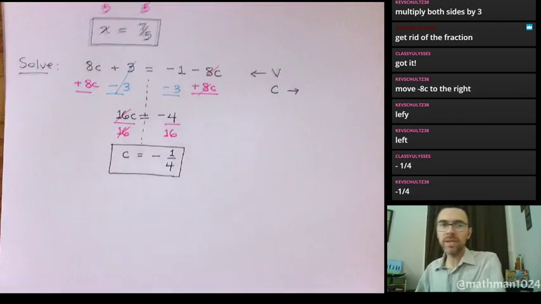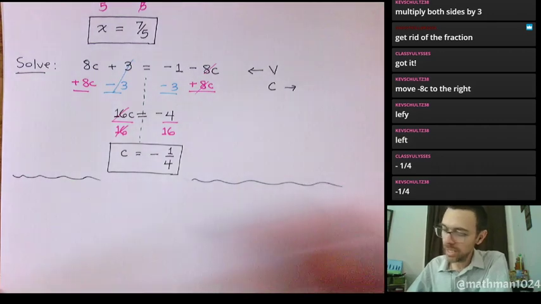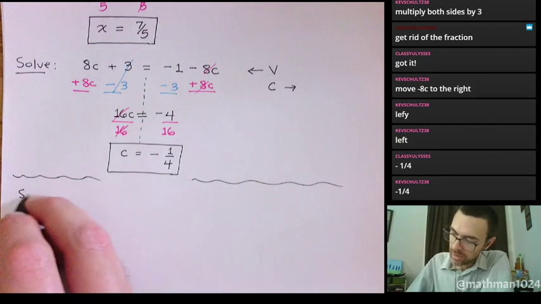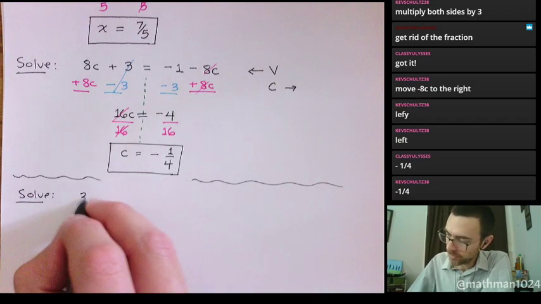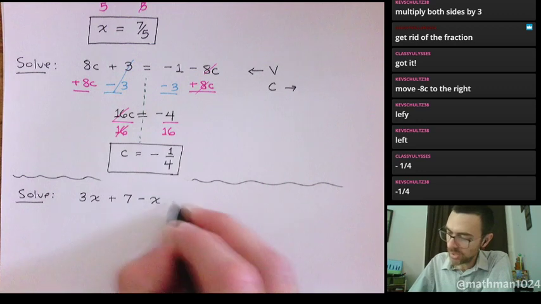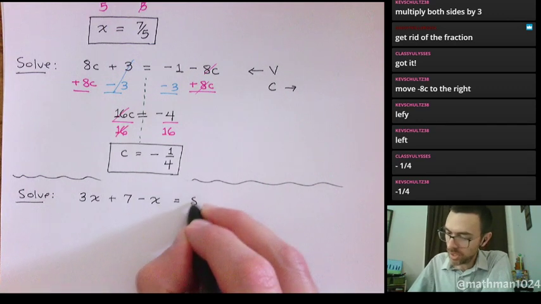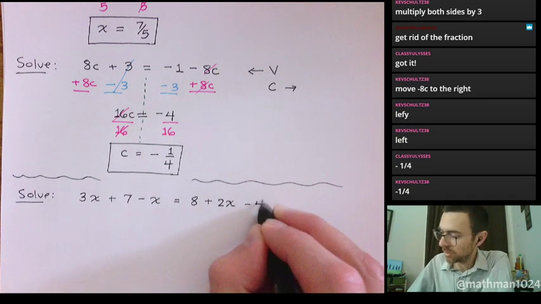Now let's look at some, I almost want to call these guys special cases, but just some things that you may run into and you need to be aware of them. If I take 3x plus 7 minus x is equal to 8 plus 2x minus 4.